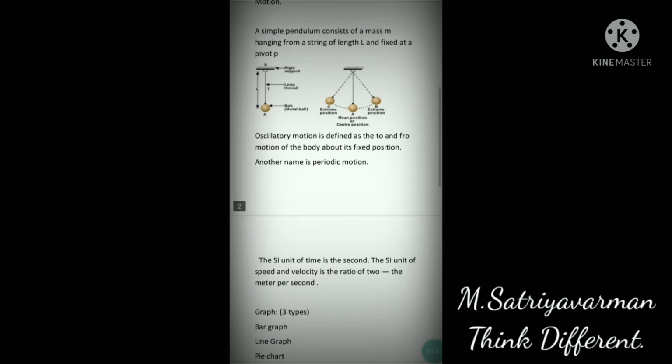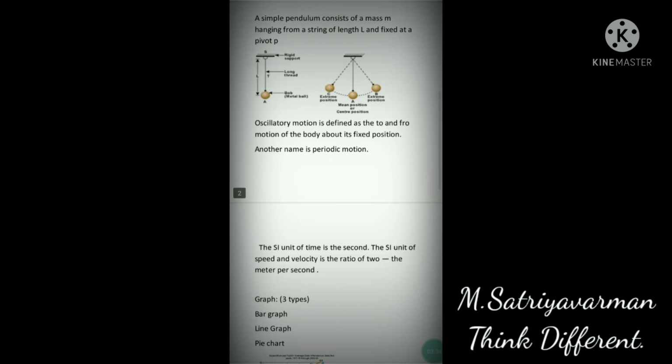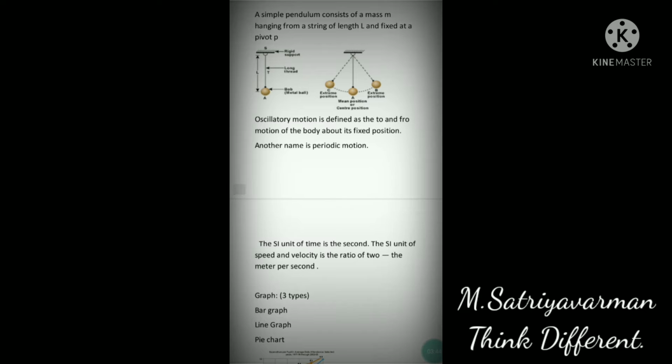Now let's see about the simple pendulum. A simple pendulum consists of a mass hanging from a string of length L and fixed at a pivot P. Simple pendulum is a very easy concept. I'll tell you, a pendulum clock is an example of periodic motion.